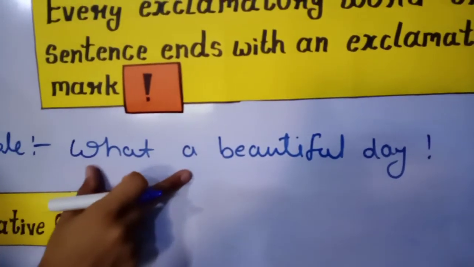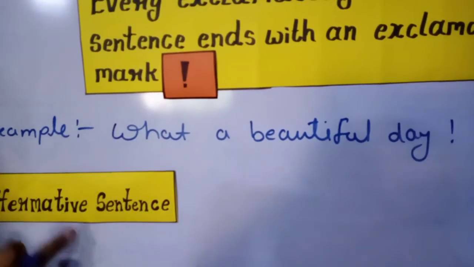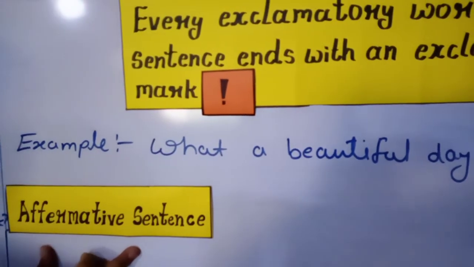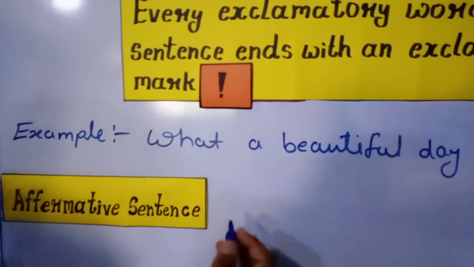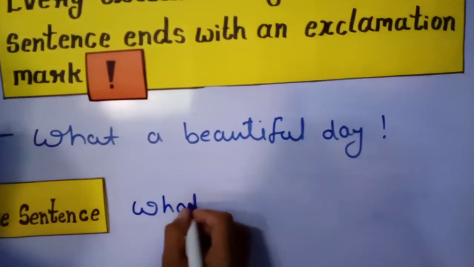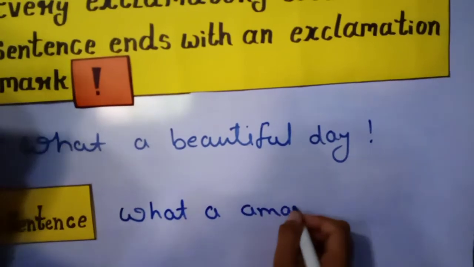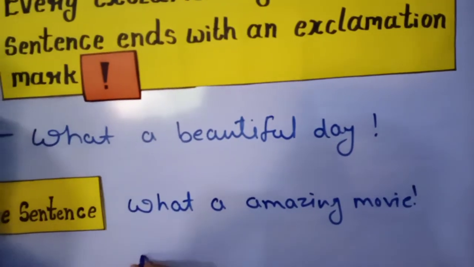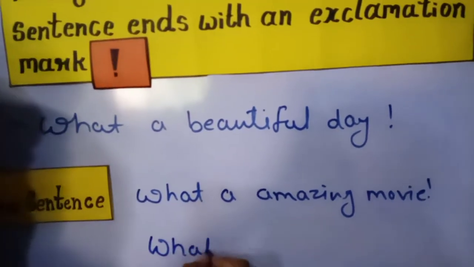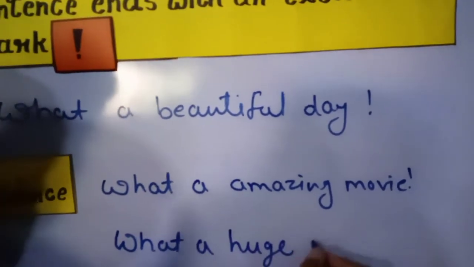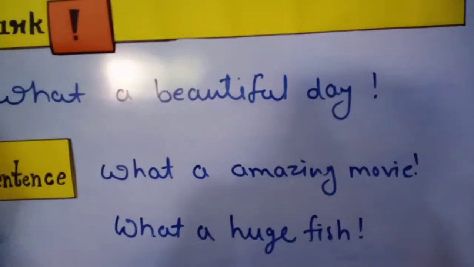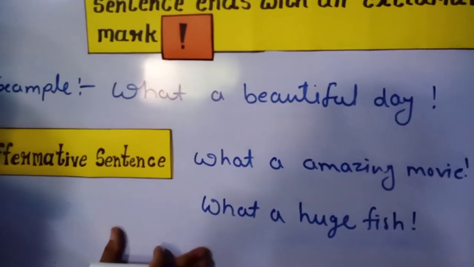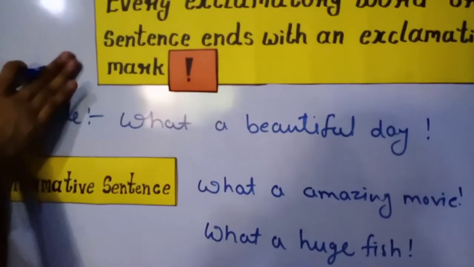So that is an exclamatory sentence. Whenever we are talking about the exclamatory sentence, that is only affirmative. It could never be a negative sentence. So, what an amazing movie, or we can say, what a huge fish. This way we can express the emotion that we are having regarding those things. That is called an exclamatory sentence.